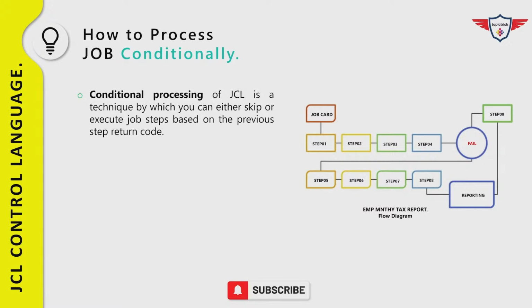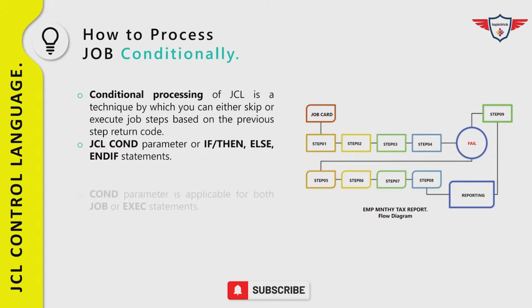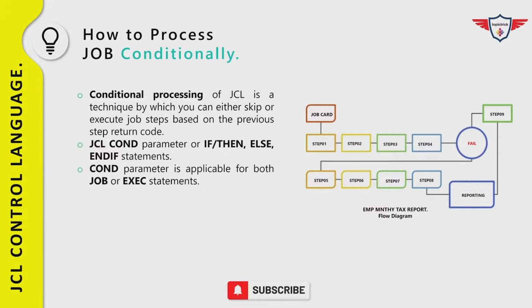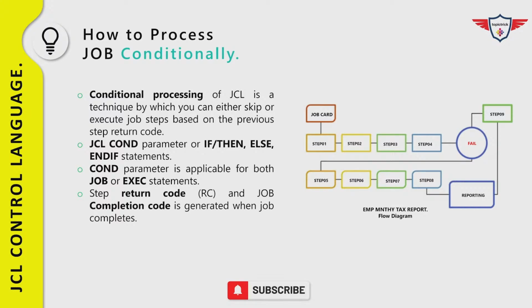So the first point is that conditional processing of JCL is a technique by which you can either execute or skip a job step based on the previous step's return code. The second important point is that you can use either the JCL COND parameter or the IF-THEN-ELSE statement to process a job conditionally. The third point is that you can use the JCL COND parameter on both the EXEC statement and the JOB statement. And the last point is there are two important terms that you should always remember. First one is step return code and second one is job completion code.